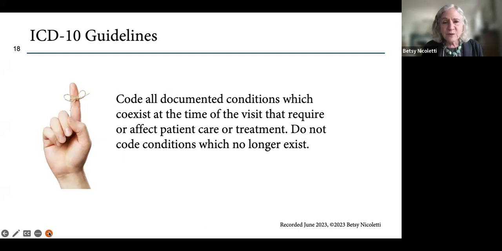We code all documented conditions which coexist at the time of the visit that require or affect patient care or treatment. We don't code conditions which no longer exist. So we don't code acute stroke when the patient had a stroke last month and now we're seeing them for follow-up. We don't code malignant neoplasm if the patient has no evidence of the disease and is no longer receiving treatment for the disease. Those are some examples of where the OIG found errors.